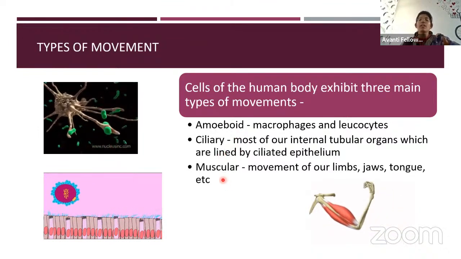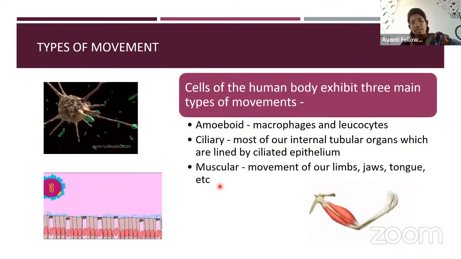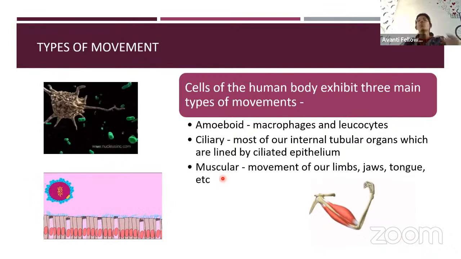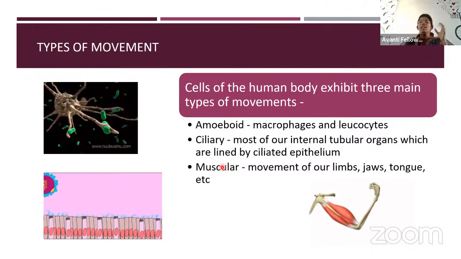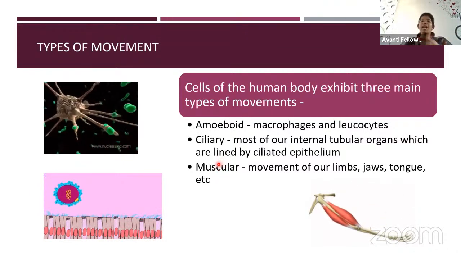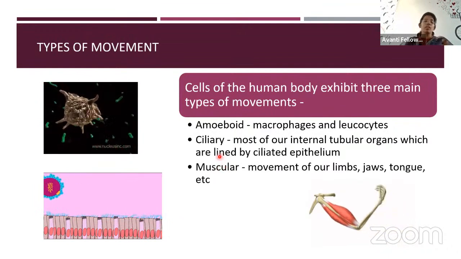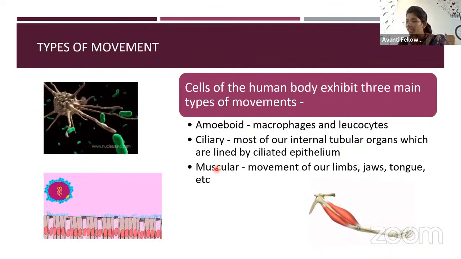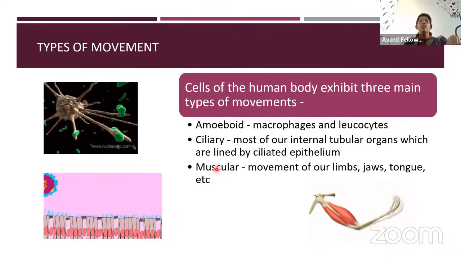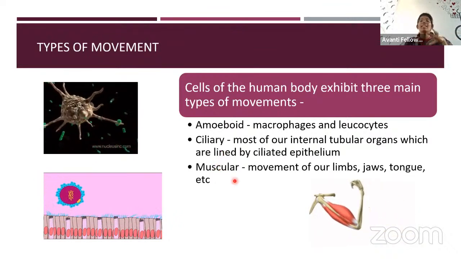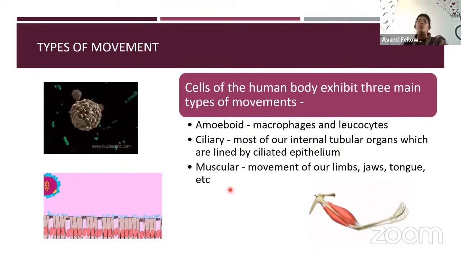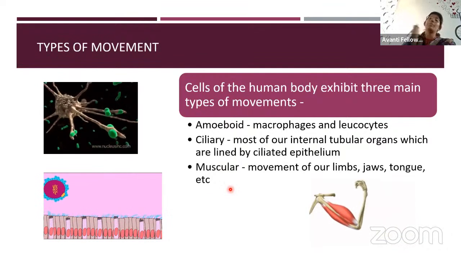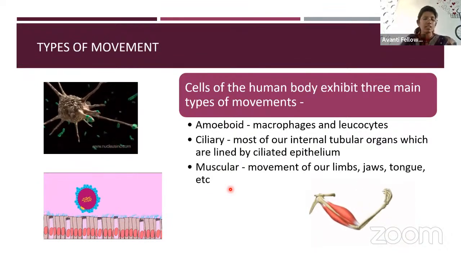The third one is muscular movement, where we are going to use our muscles to move, especially the limbs and the jaws. Especially limbs, I can say, the legs and the hands, where we can see the muscles which will be helpful for the movement of our limbs, right?